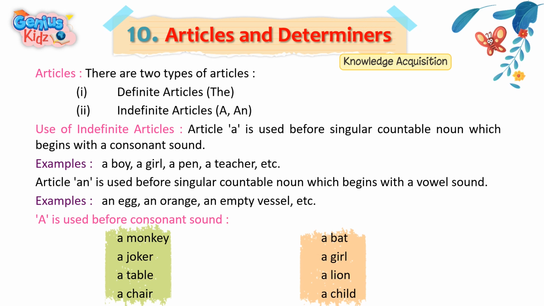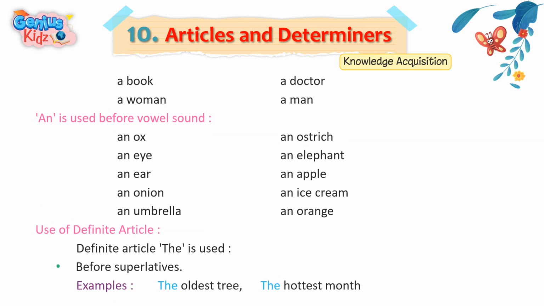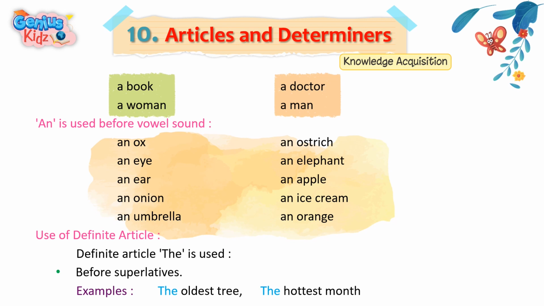A is used before a consonant sound: a monkey, a bat, a joker, a girl, a table, a lion, a chair, a child, a book, a doctor, a woman, a man. An is used before a vowel sound: an ox, an ostrich, an eye, an elephant, an ear, an apple, an onion, an ice cream, an umbrella, an orange. Use of definite article.